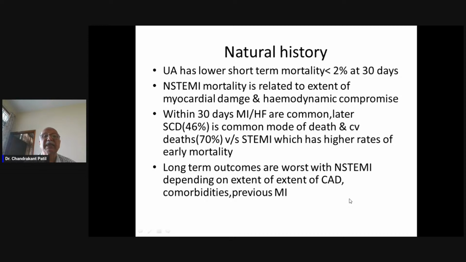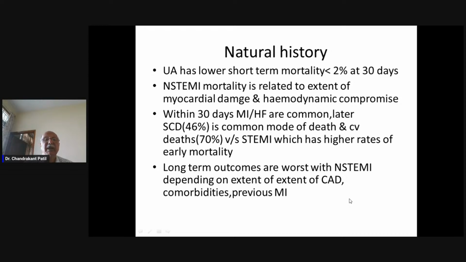NSTEMI mortality is related to the extent of myocardial damage and hemodynamic compromise. Within 30 days, MI or heart failure are common. Later, SCDs, sometimes to the extent of 46%, can occur. That's why you must investigate all these people, because over the long term they can have a bad prognosis, and rarely even CV deaths can be there.